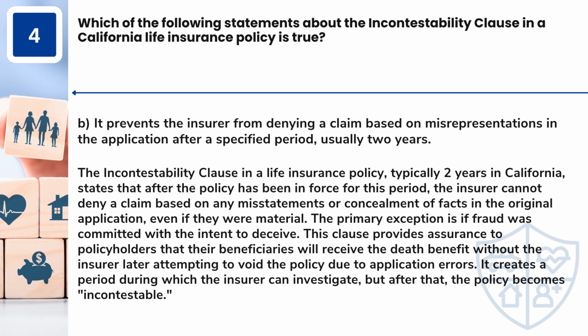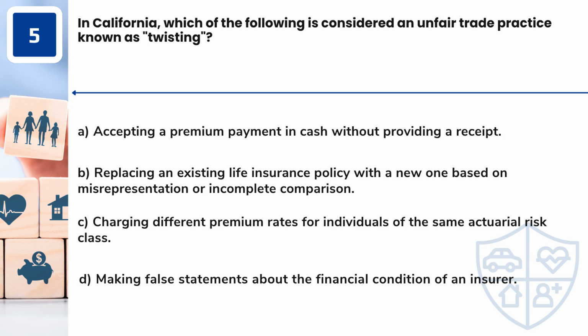It creates a period during which the insurer can investigate, but after that, the policy becomes incontestable. Question 5. In California, which of the following is considered an unfair trade practice known as twisting?